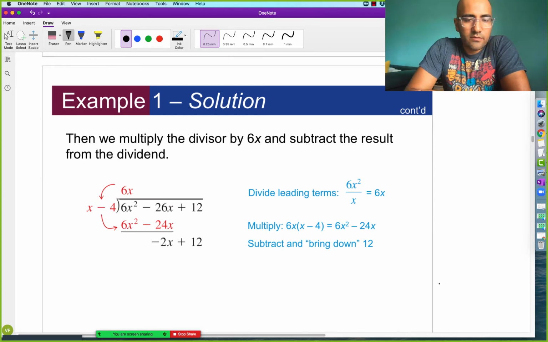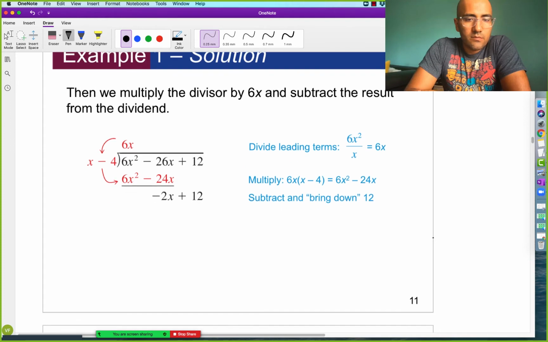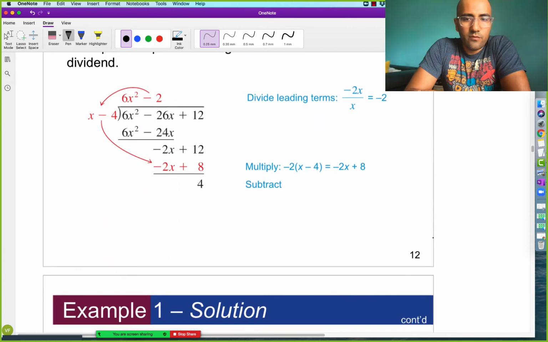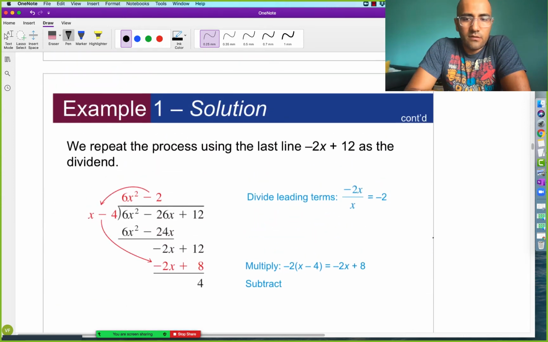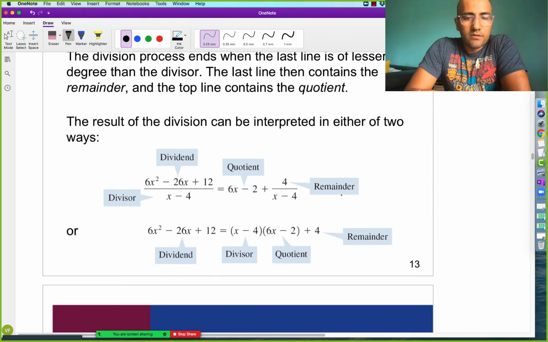So they got the same answer I got. Yep, they got the same answer I did. So the original division is equal to this little polynomial that we got as our quotient plus 4 over x minus 4. If we multiply everything by x minus 4, we get that the original dividend is equal to the divisor times the quotient plus the remainder.